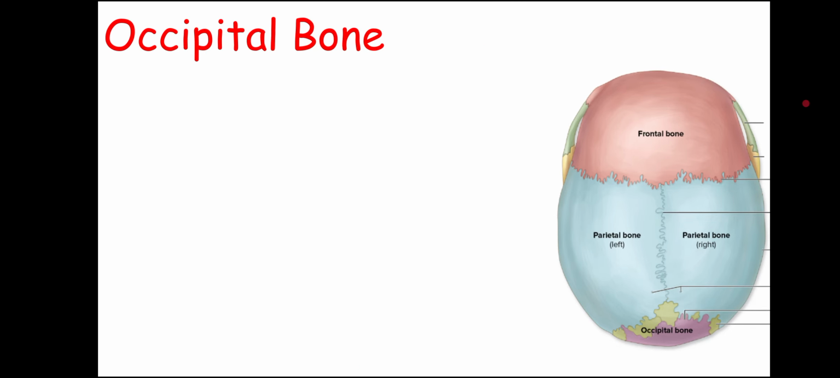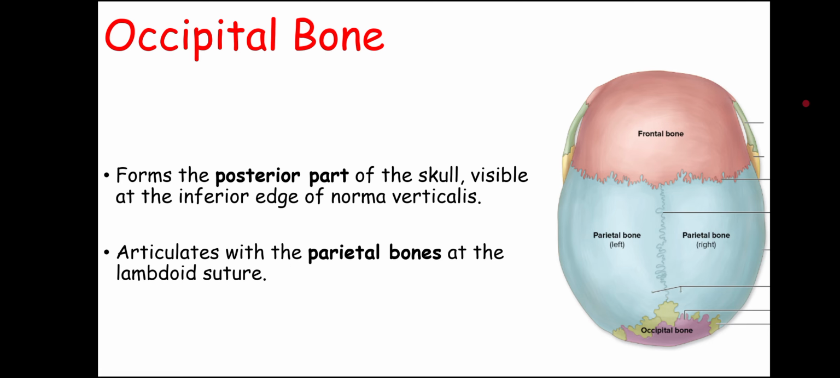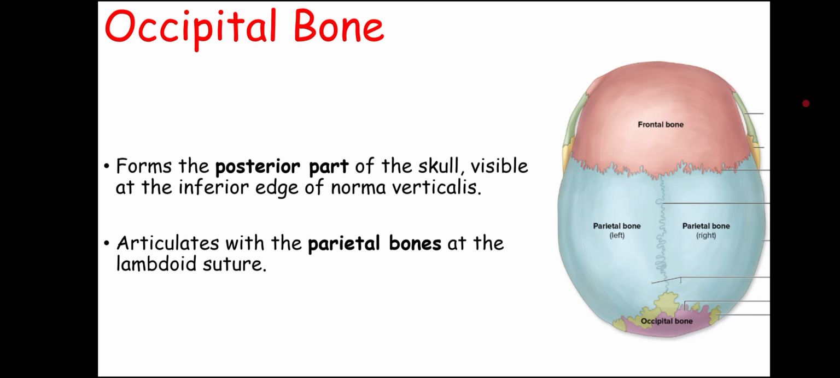Next one we have in Norma Verticalis is occipital bone that is unpaired bone. That means there will be one occipital bone in every skull. It forms the posterior part of the skull that is visible at the inferior edge of the Norma Verticalis. It articulates with the parietal bone at the lambdoid suture.